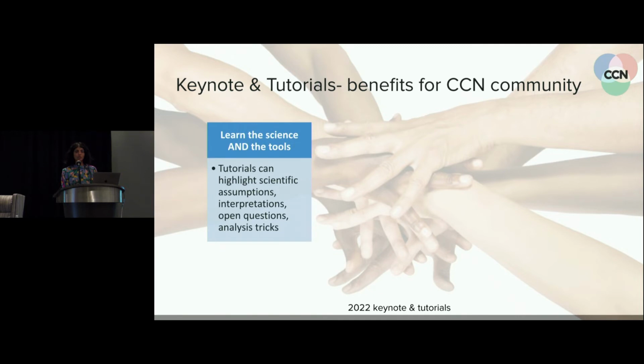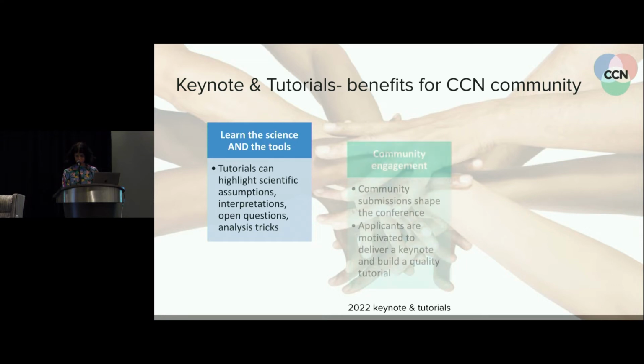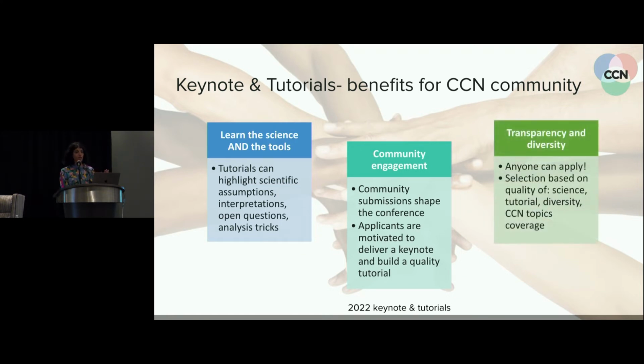And in addition to helping you implement their code, the tutorial actually gives you really great access to the types of scientific assumptions and interpretations that the authors make in their work. We really try to seek community engagement in this process, so we have an open submission process. Anyone can apply. And we selected these out of several outstanding proposals to try and cover the full breadth of different CCN topics, and obviously for their high quality submissions.